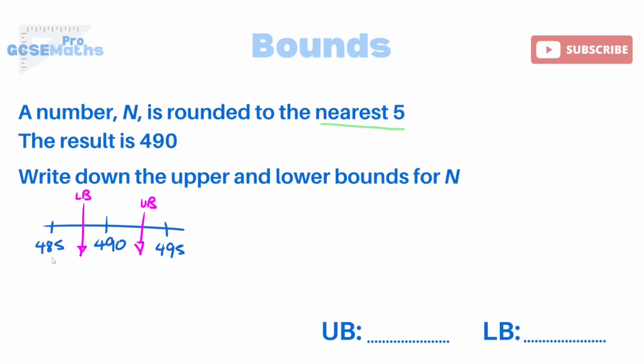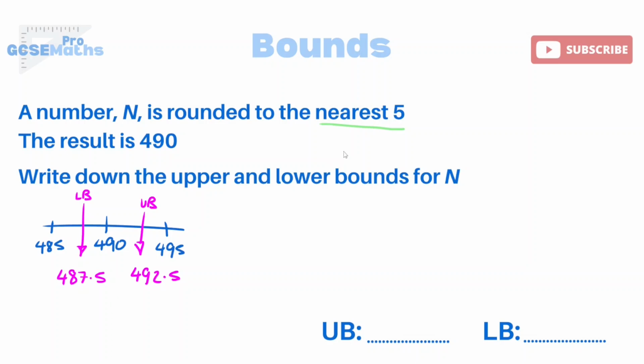So halfway between 485 and 490 is going to be 487.5. And then halfway between 490 and 495 is 492.5. Those are your lower and upper bounds. Because let's say if I had anything slightly above or including 487.5, I would round it up to 490, wouldn't I? And again, technically, the nearest 5, if I were to round 492.5, I'd round it down.